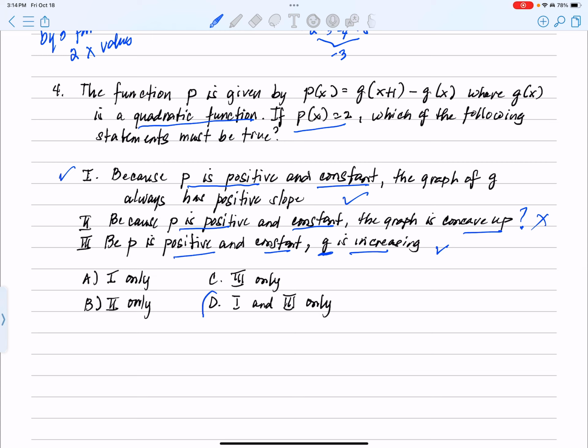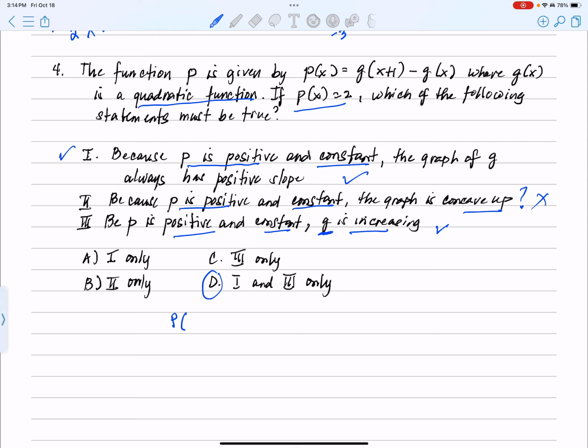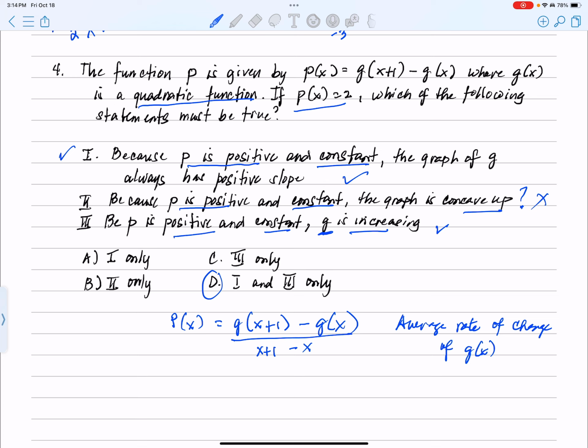That means our choices are 1 and 3. So we could say, because here p of x is the quantity g of x plus 1 minus g of x over x plus 1 minus x, this is the average rate of change of g of x.